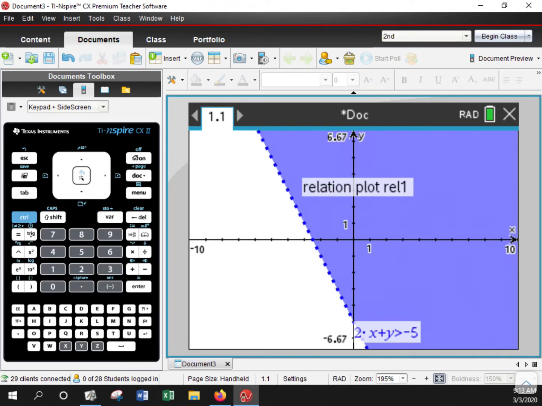So for some reason, sometimes it does that, and I'm not sure why. Okay, but I can definitely see now that it is a dotted line, right? Now remember, that's my solution, right? Is that shaded and dotted line.